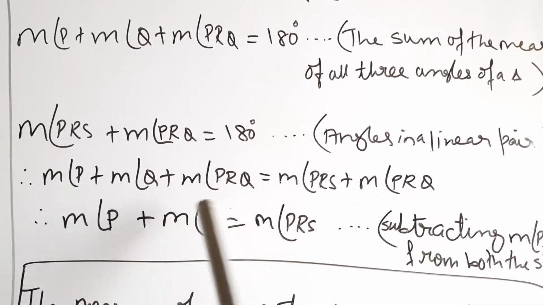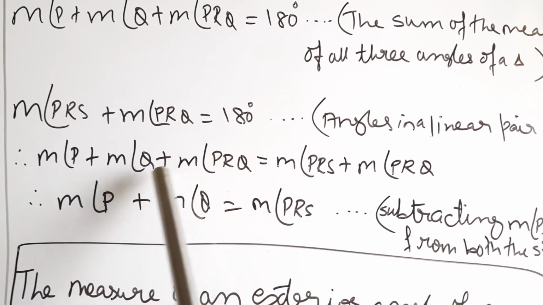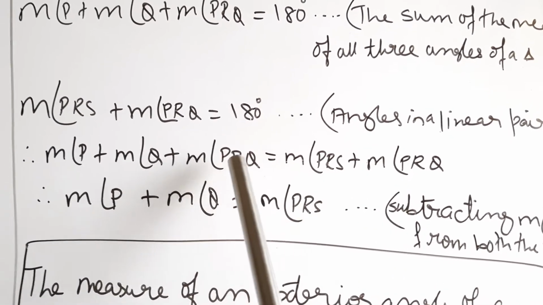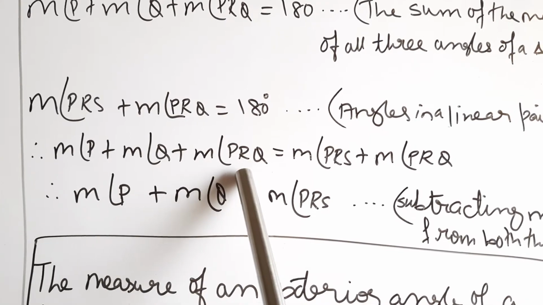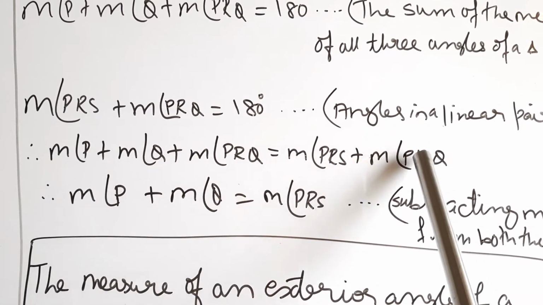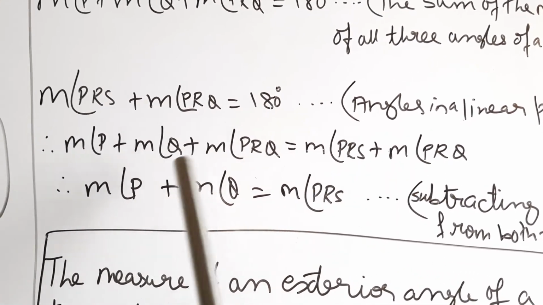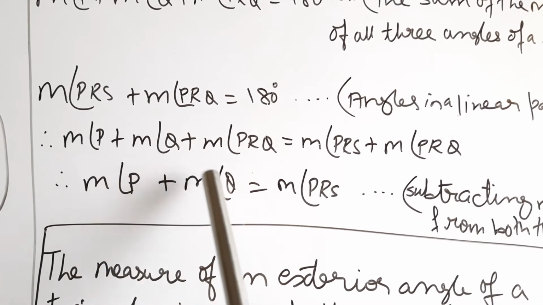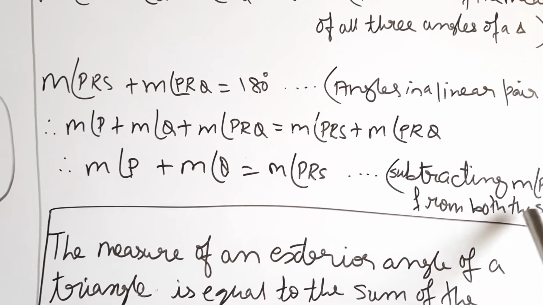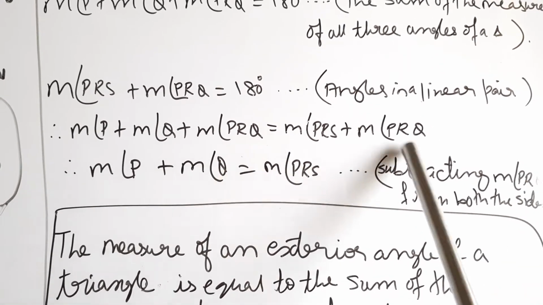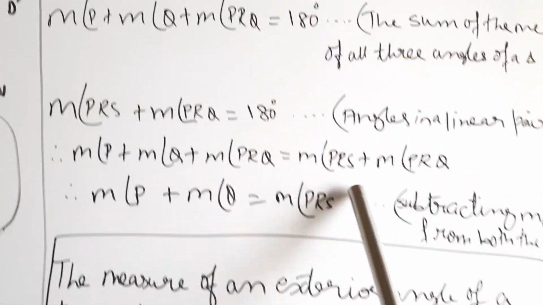Done? Now look at both the left hand side and the right hand side. Your PRQ and PRQ are the same, so we can subtract it. When this PRQ goes to the right hand side, it will be minus, or you can cancel also. So what remains is measure angle P plus measure angle Q is equal to measure angle PRS. How do we get that? Just now I said subtracting measure angle PRQ from both the sides.